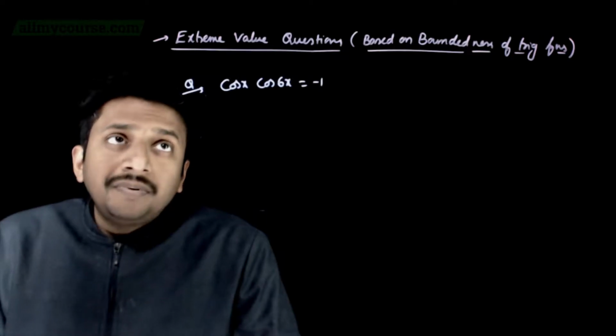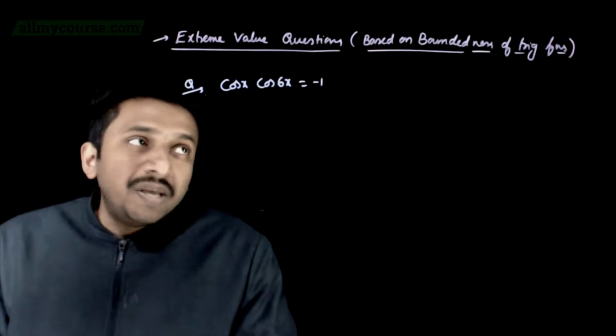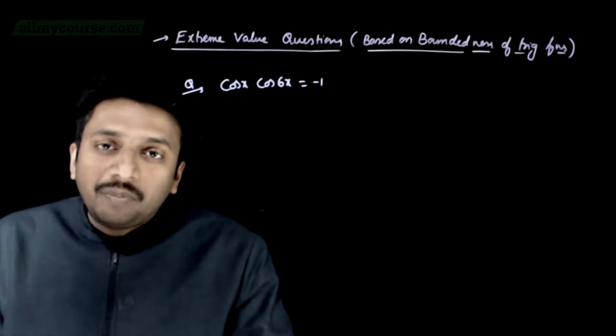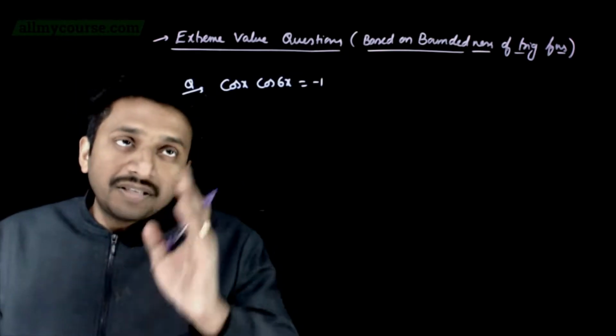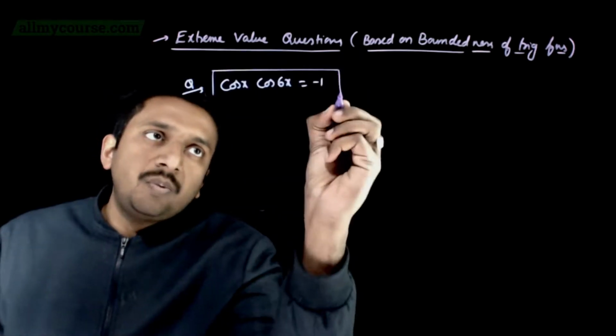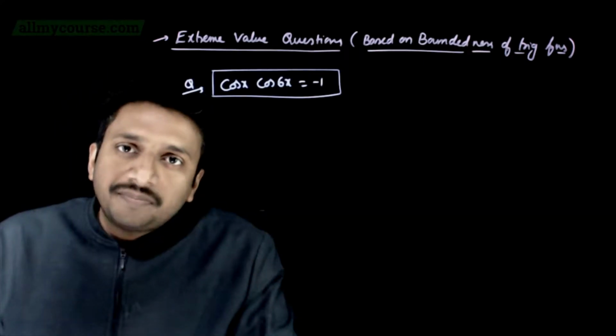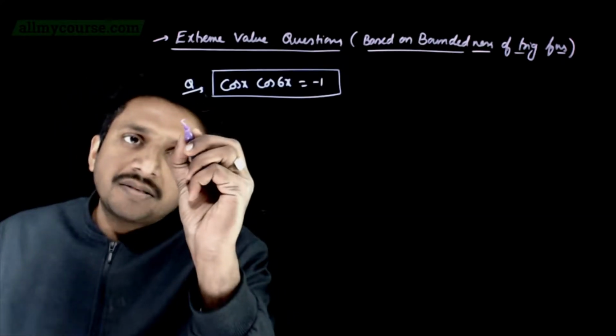So in this video, let us look at extreme value questions or questions based on boundedness of trigonometric functions. So the first question that we're going to see is you need to solve the equation cos x into cos 6x is equal to minus 1. So how do we solve this?